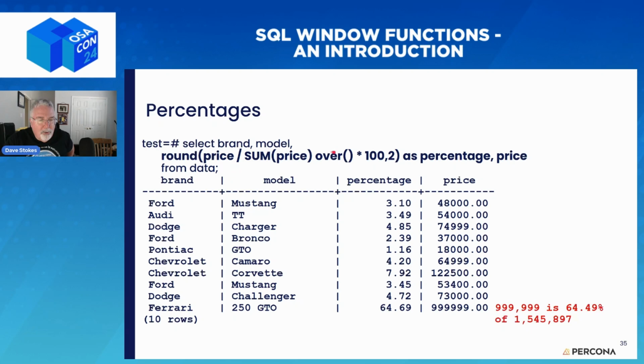Percentages. This is kind of tricky if you're not used to SQL. We're going to use a window function to get the price and divide it by the total sum of all the prices, our 1,545,000 number, and we're going to multiply that. These two are going to run first, and we're going to multiply that by 100 and round it off to 2 places. So to prove the math, almost a million is 64.49% of our total grand value.